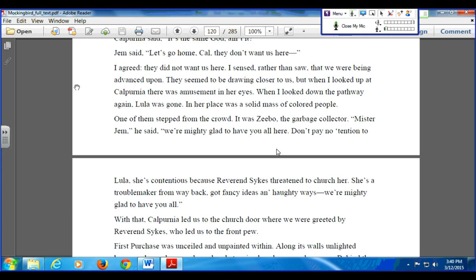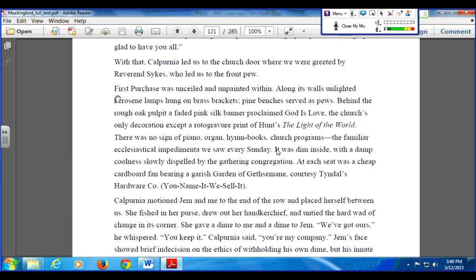"Mr. Jem," he said, "we're glad to have you all here. Don't pay no attention to Lula. She's contentious because Reverend Sykes threatened to church her. She's a troublemaker from way back, got fancy and haughty ways. We're mighty glad to have you all." With that, Calpurnia led us to the church door where we were greeted by Reverend Sykes, who led us to the front pew.